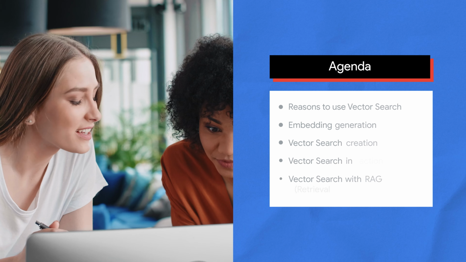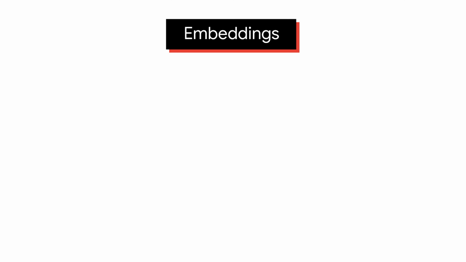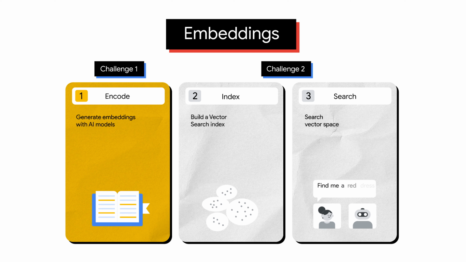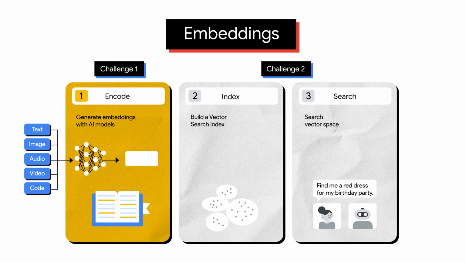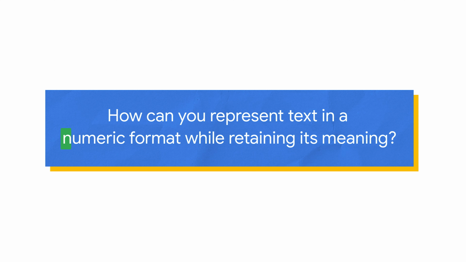The first technology you explore is embeddings, which address the first issue of encoding data into a representation that captures semantic meaning. Although multimodal data, including text, images, audio, video, and code, can be converted to vector embeddings, let us use text embeddings as an example. The challenge is, again, how to represent text in a numeric format while retaining its meaning.